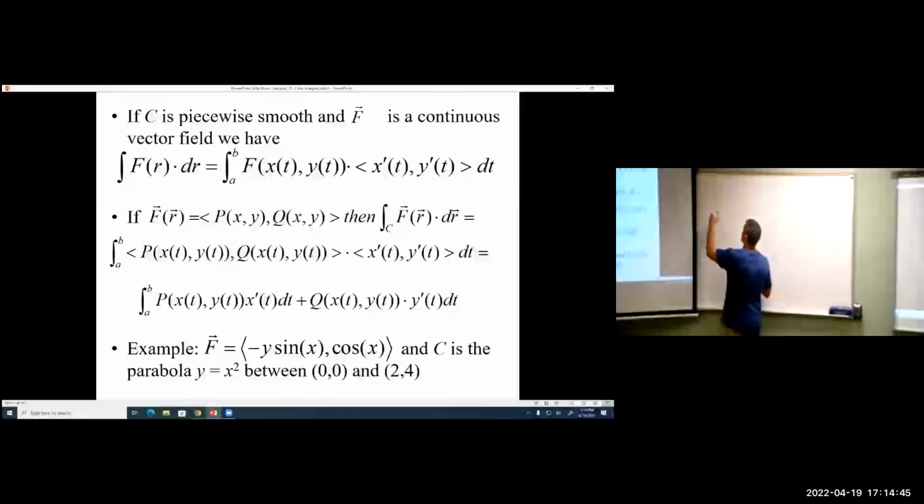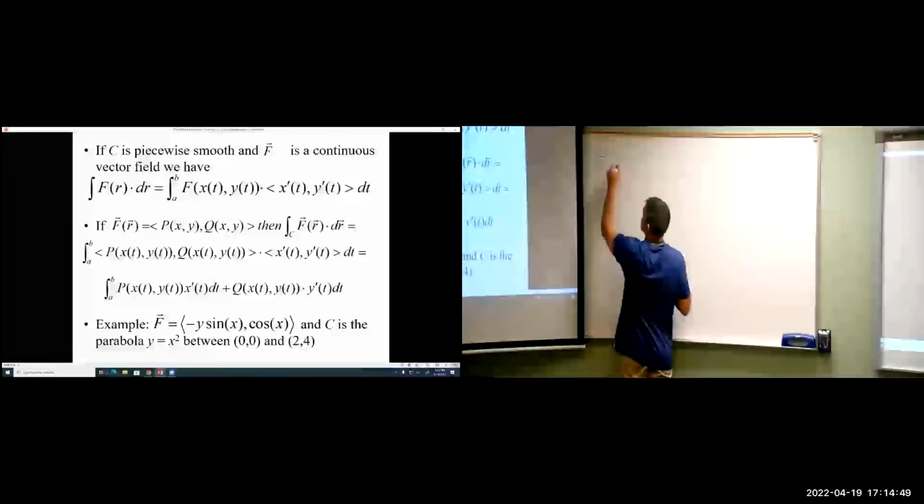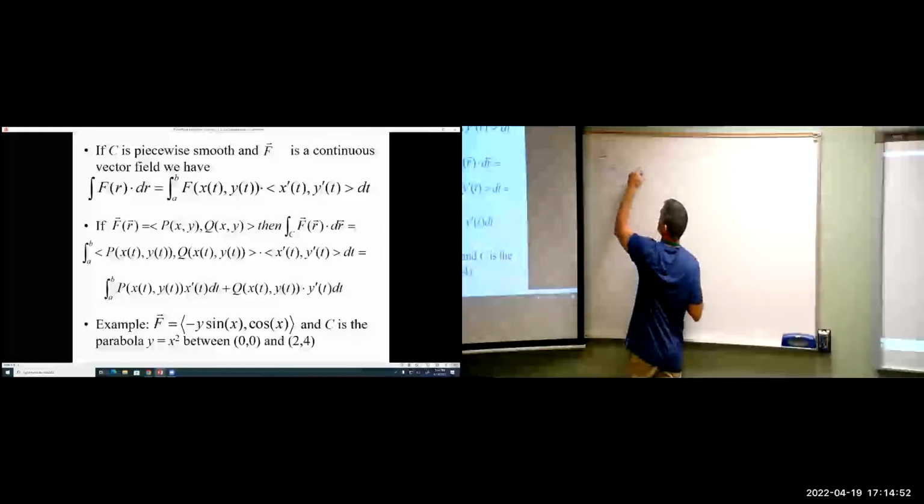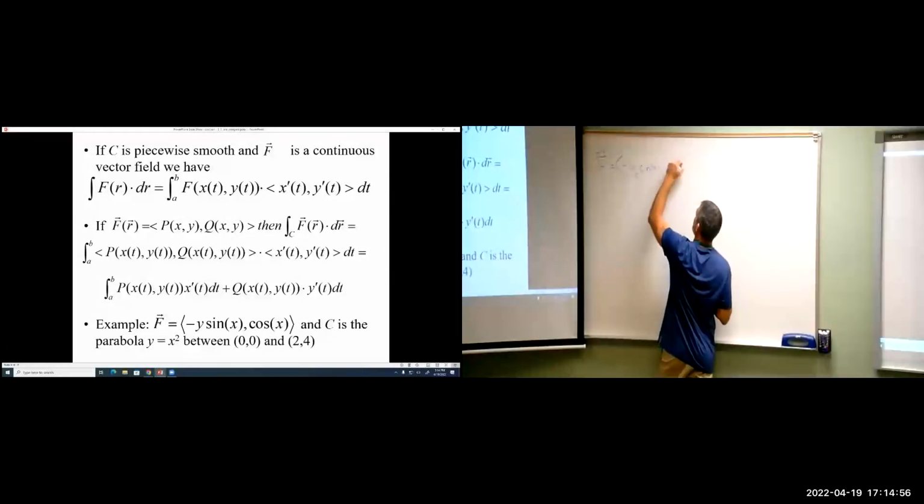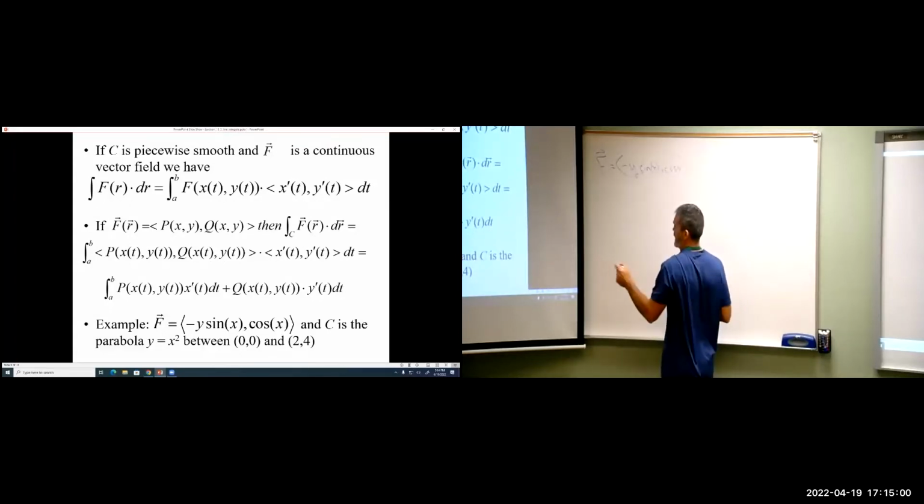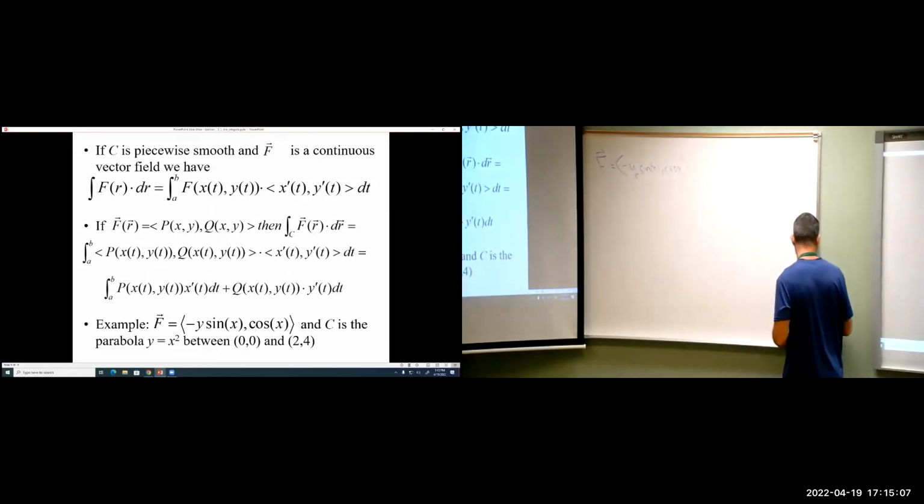All right, so we're calculating a line integral. We're given the vector field negative y sine of x, cosine of x. And C is the parabola y equals x squared from (0, 0) to (2, 4).